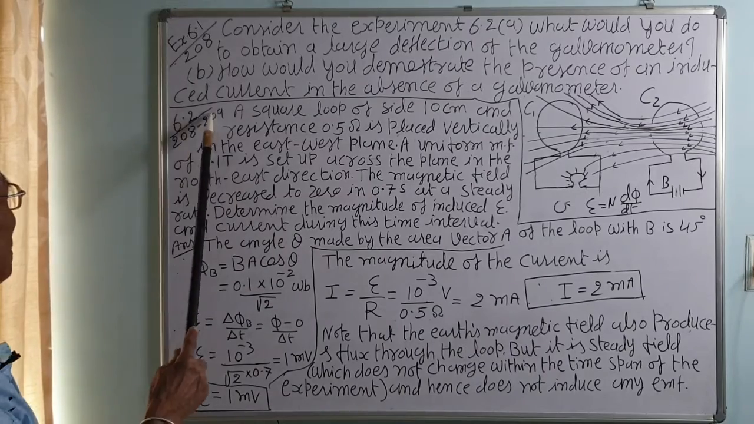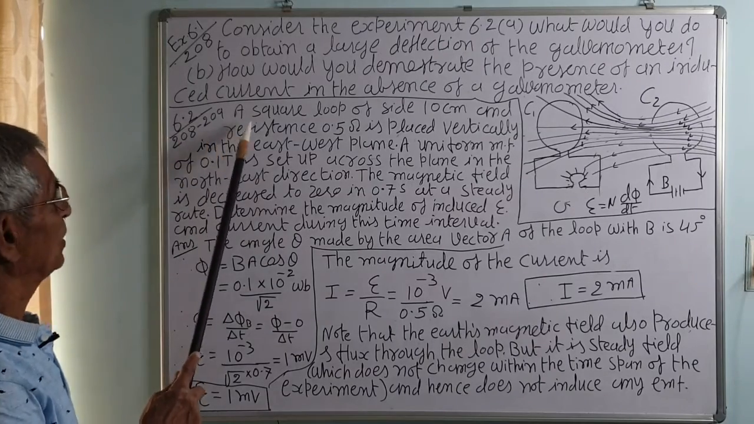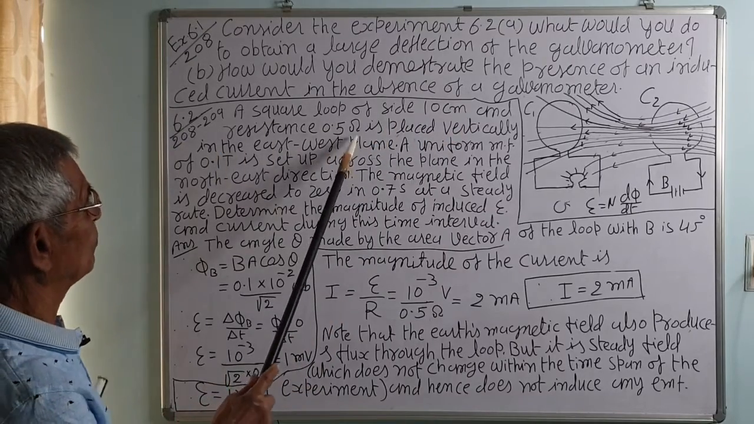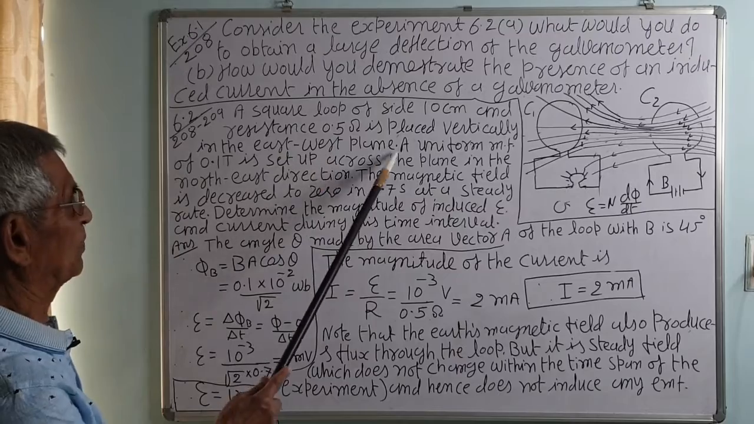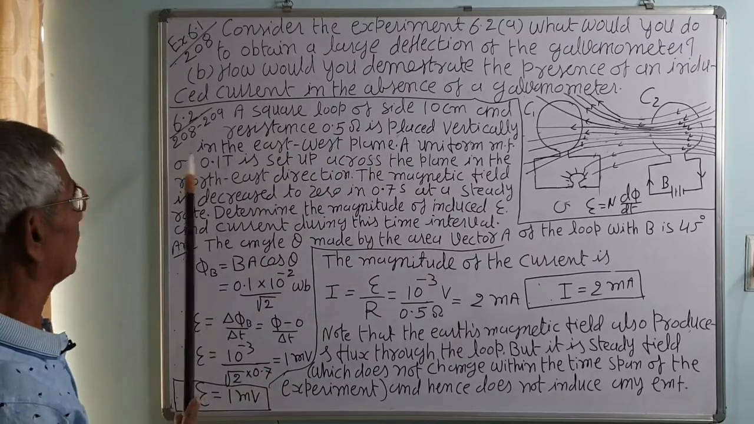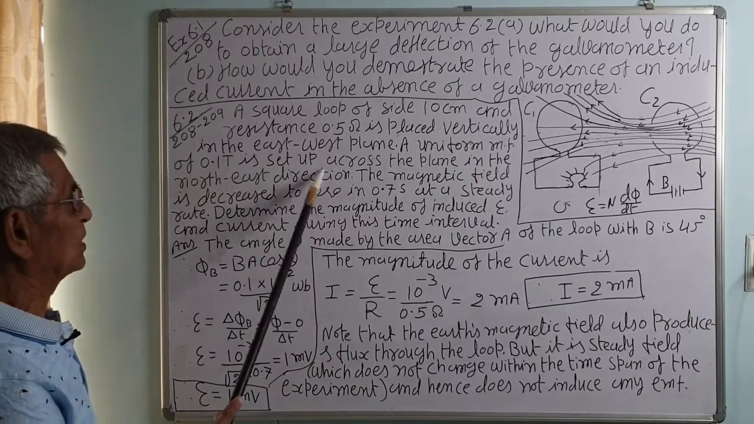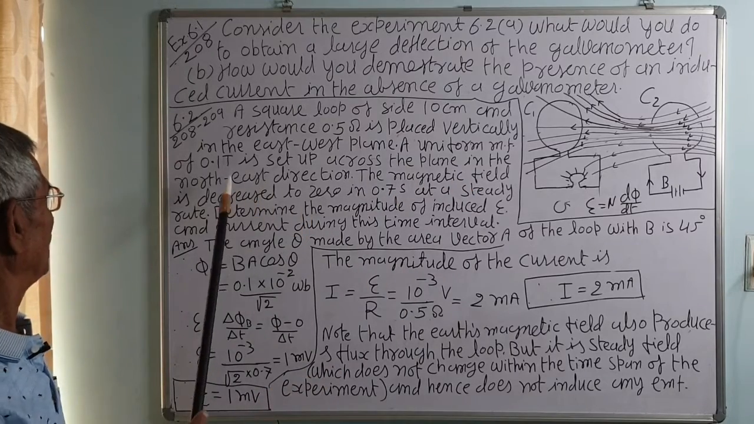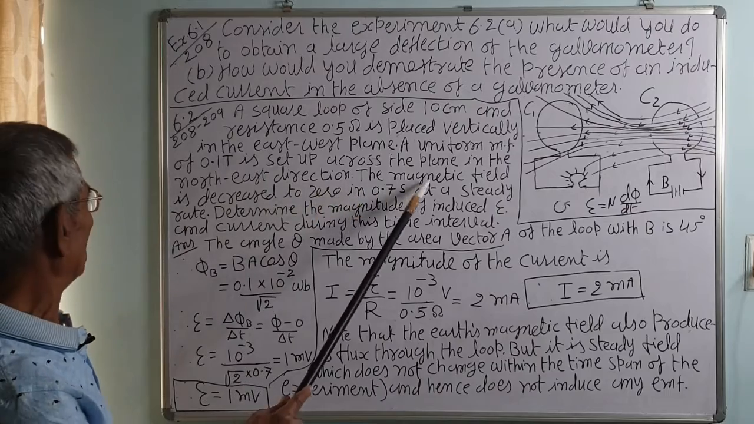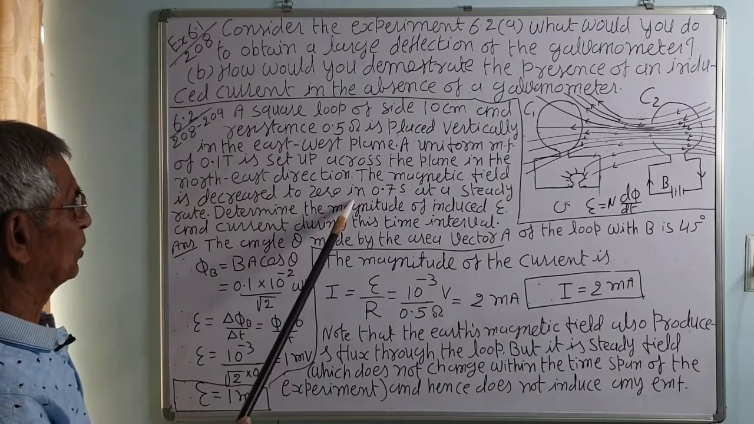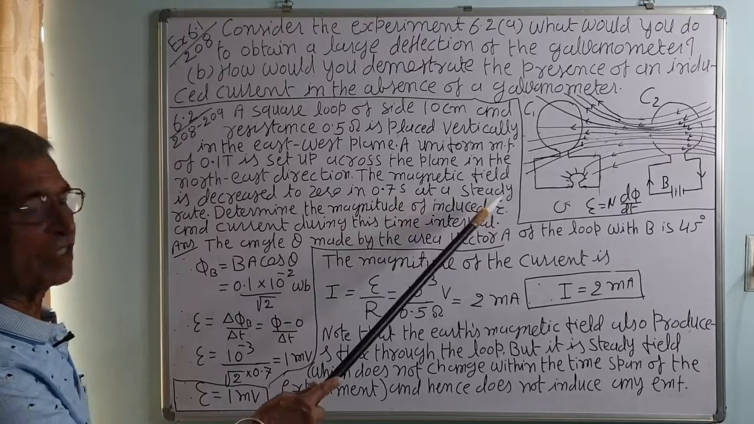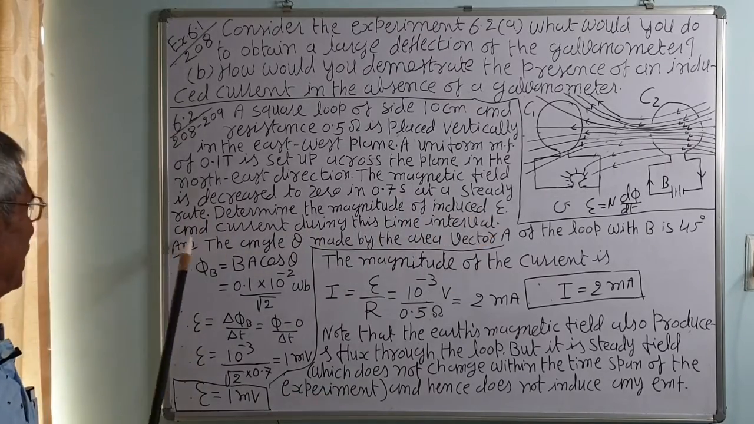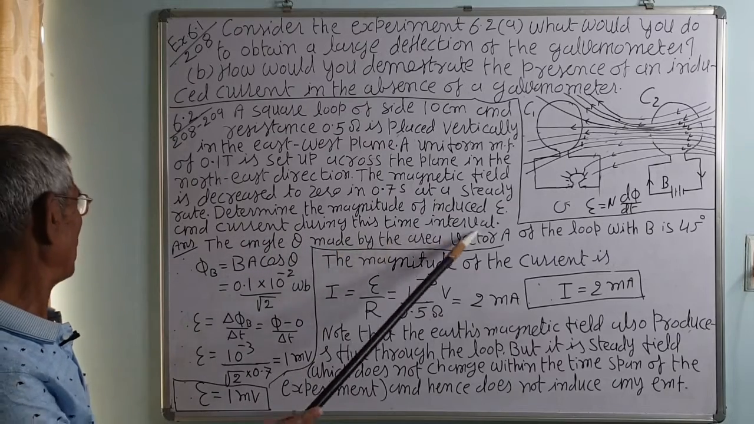Next, example 6.2 on page number 208 and 209. A square loop of side 10 centimeter and resistance 0.5 ohm is placed vertically in the east-west plane. A uniform magnetic field of 0.1 Tesla is set up across the plane in the direction northeast, that is 45 degree with the normal to the plane. The magnetic field is decreased to 0 in 0.7 second at a steady rate. Determine the magnitude of induced EMF E and the current during this time interval.